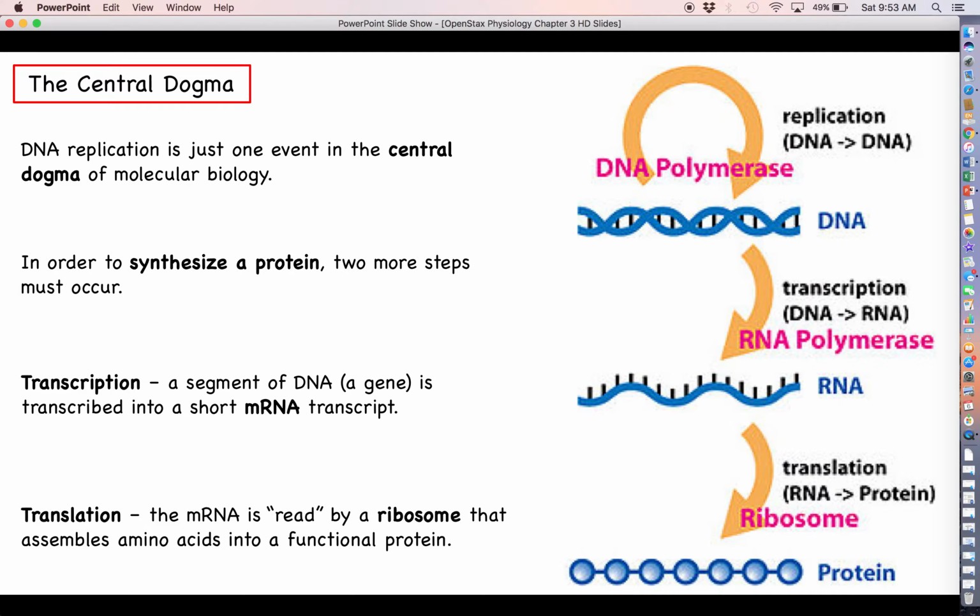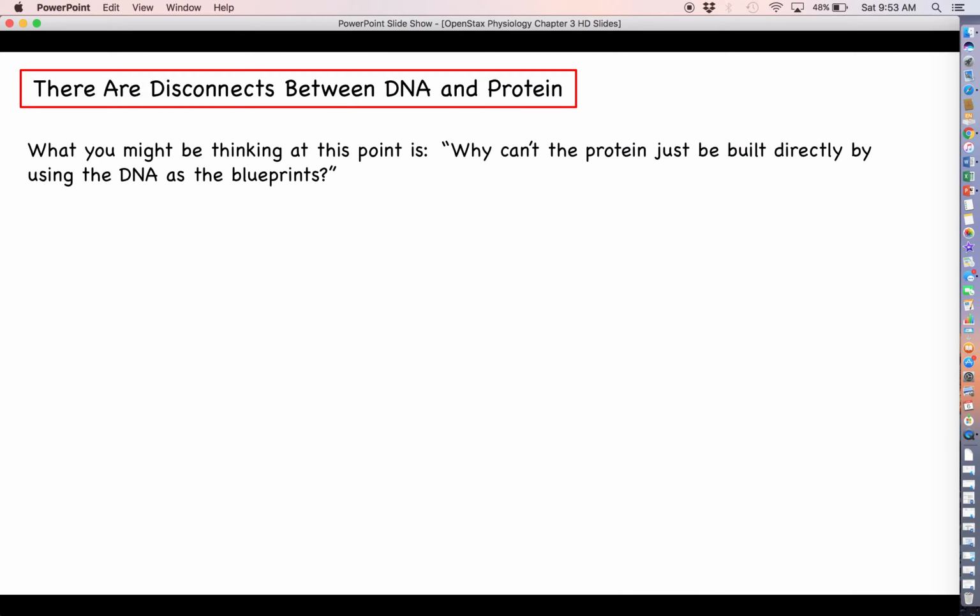out of the nucleus through one of those nuclear pores into the cytoplasm or into the rough endoplasmic reticulum, where the messenger RNA will be read in a certain way by a ribosome. The ribosome will read the messenger RNA and use the instructions in that mRNA to put amino acids together in a particular order so that we get a functional protein. So there are some disconnects here. These are some things that we need to understand about why the process has to be this way.